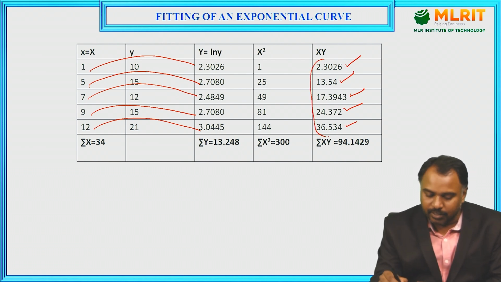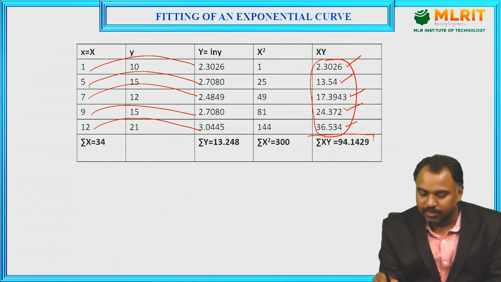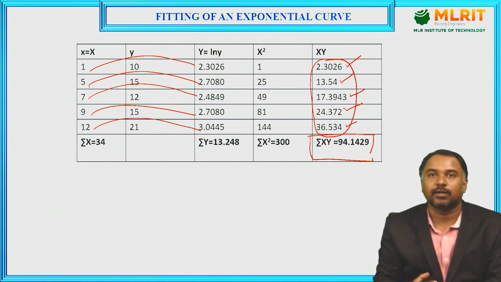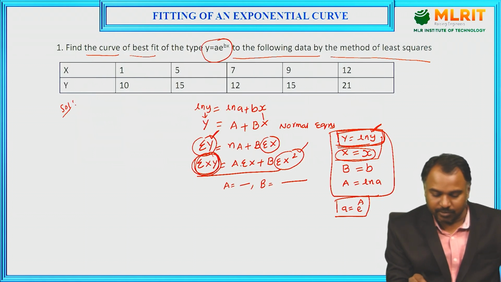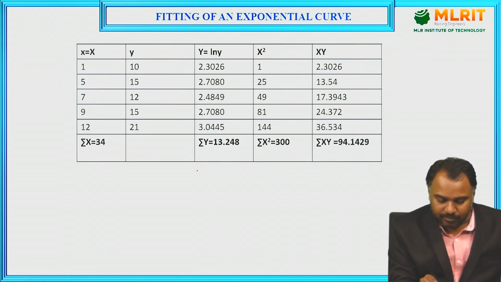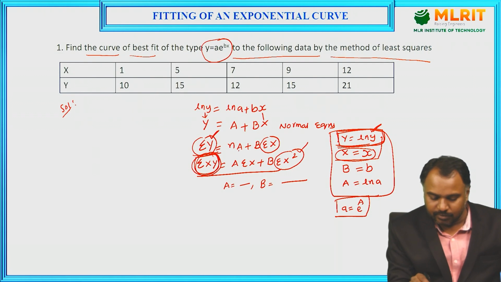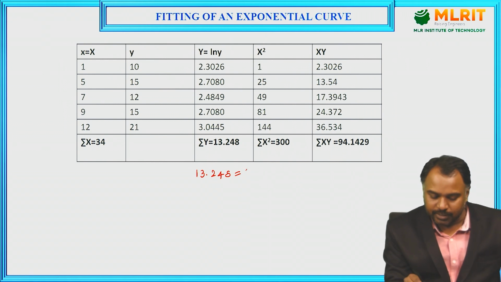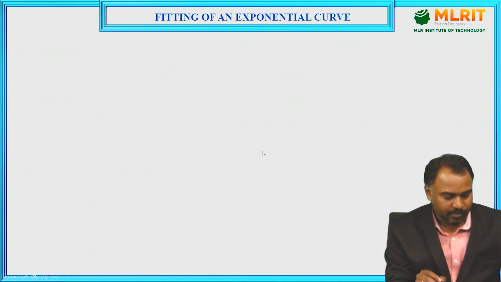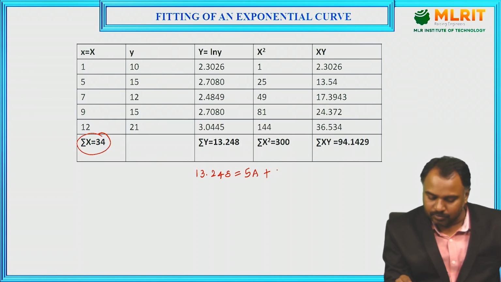So the sum of these values we call summation xy. That summation xy value is 94.1429. So all these values we are going to substitute in the equations. In the first equation, I am substituting summation y, 13.248, which is equal to n A, where the number of observations is 1, 2, 3, 4, 5. So it is 5A plus B summation x, where summation x is 34. So 34B, it is equation number 1.